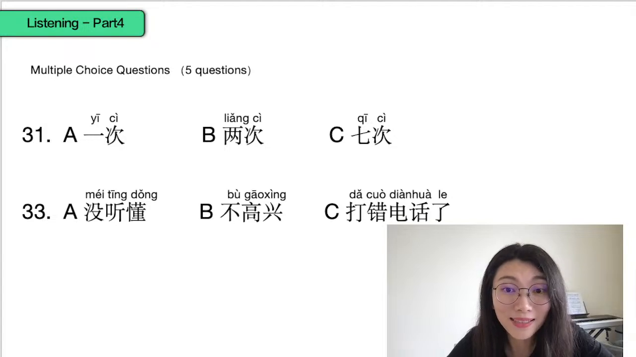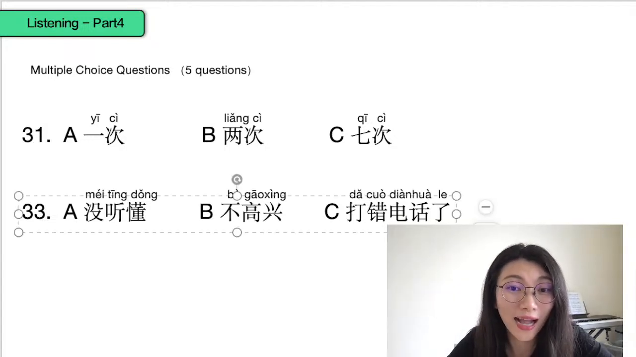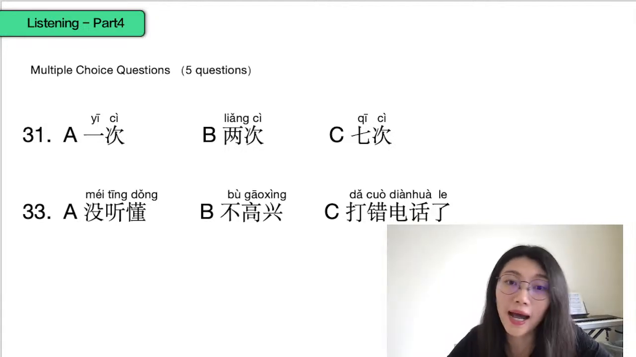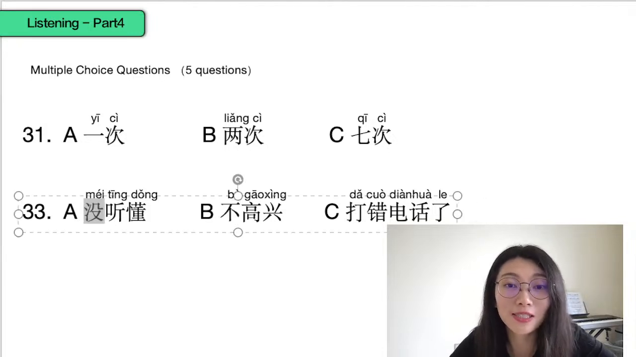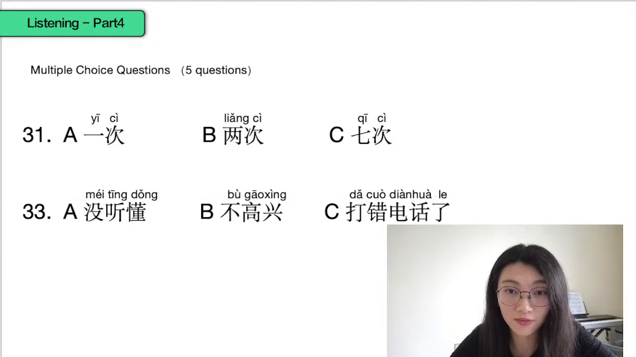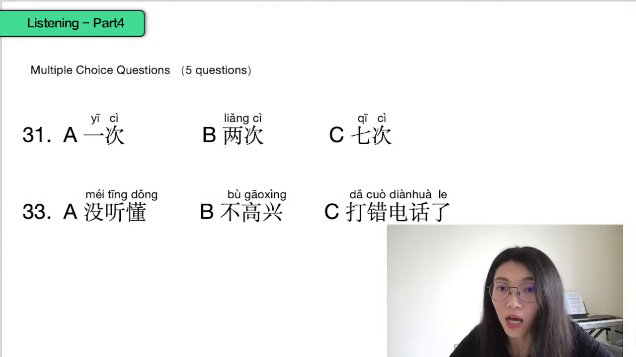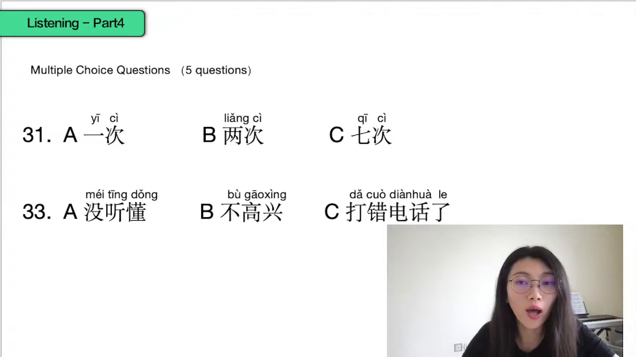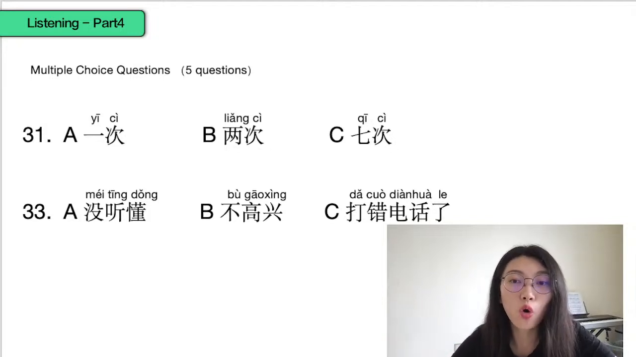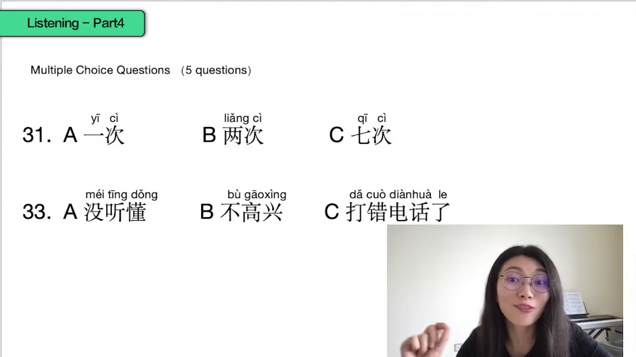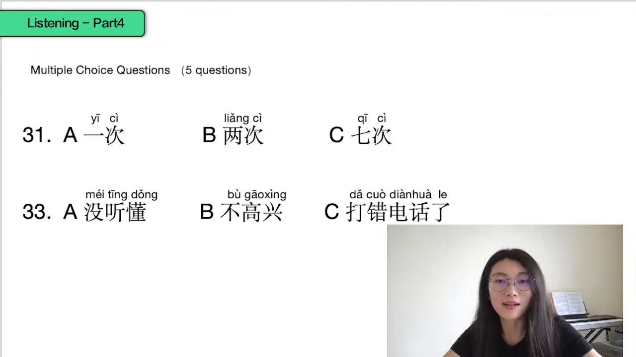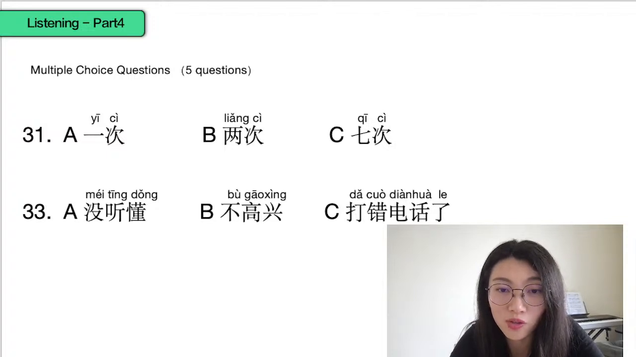好, 33. 没听懂, A, 没听懂, I don't get it. I don't understand. B 好不高兴, 不高兴. Here please pay attention. 没, negative word. 不, negative word. 不高兴, unhappy. 好, C 打错电话了. Here 打电话 is a phrase, 打电话, make a phone call. Make the wrong call. 错 means wrong. Make the wrong call. How about correct? 对, 打对电话了, correct. 好啦, now let's listen to the questions together.